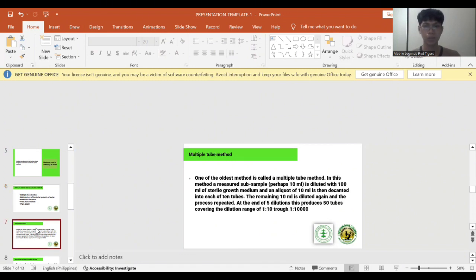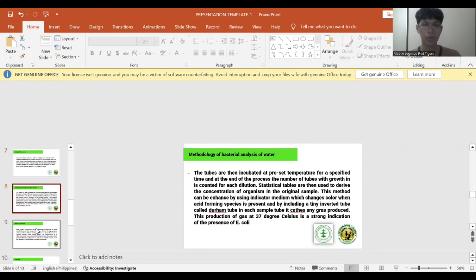The multiple tube method is one of the oldest methods. In this method, a measured sample, perhaps 10 ml, is diluted with 100 ml of sterile growth medium and an aliquot of 10 ml is then decanted into each of 10 tubes. The remaining 10 ml is diluted again, and the process repeated. At the end of 5 dilutions, this produces 50 tubes covering the dilution range of 1:10 through 1:1000.